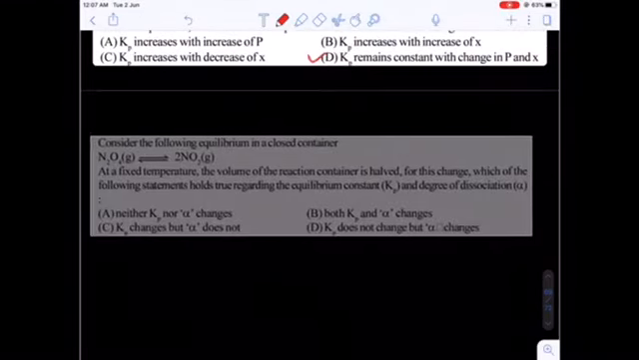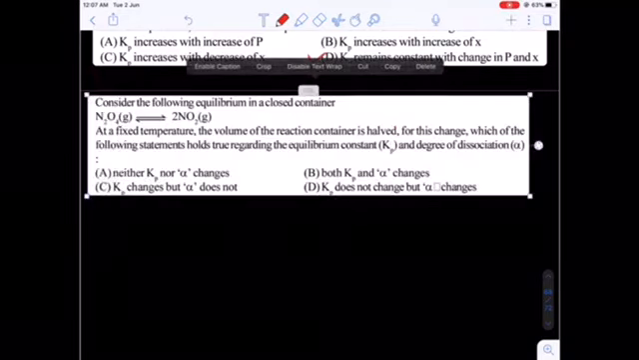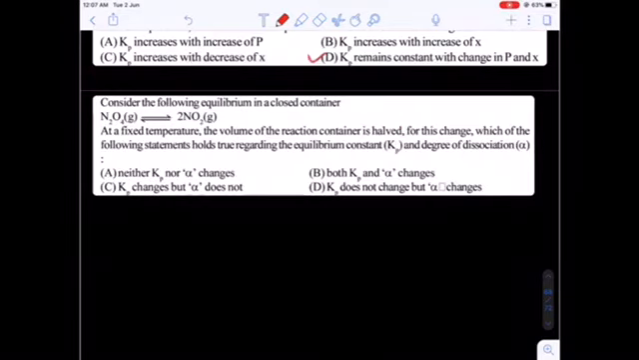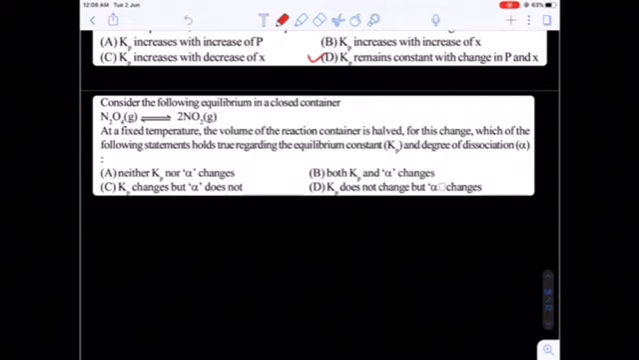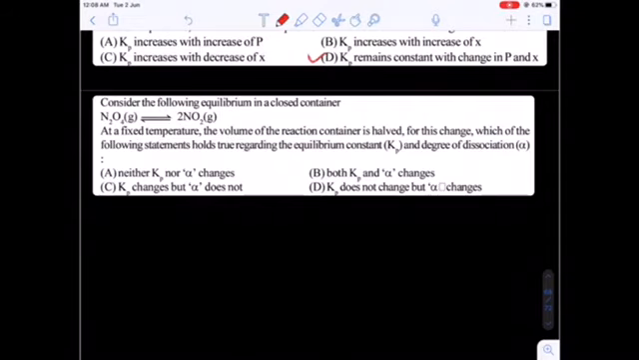Okay, now there is one more question here. In this question, at a fixed temperature, the volume of a reaction container is halved. For this change, which of the following statements holds good for the equilibrium constant and degree of dissociation? Here, the volume of the equilibrium system, that is the reaction container, will be halved. Then what is the effect on the Kp and alpha value?